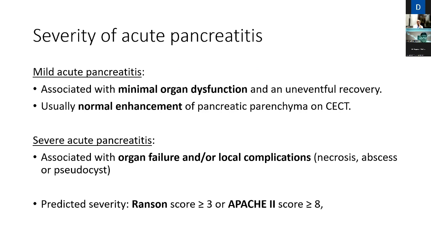They define the severity in two types: mild or severe acute pancreatitis. In mild acute pancreatitis, there is minimal organ dysfunction and usually uneventful recovery. And in CT scan, there is usually normal enhancement of the pancreatic parenchyma. In severe acute pancreatitis, there is associated organ failure and local complications, local complications like necrosis, abscess, or pseudocyst.